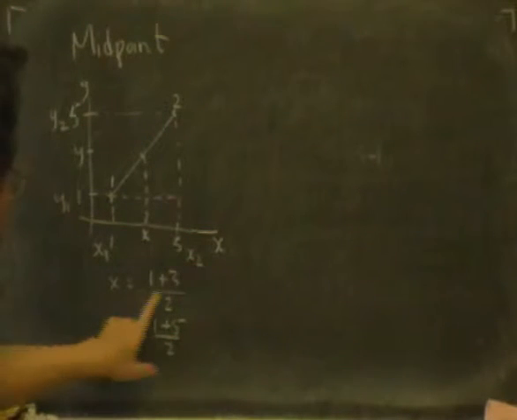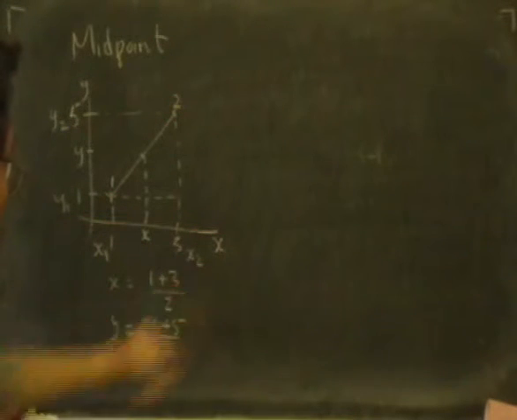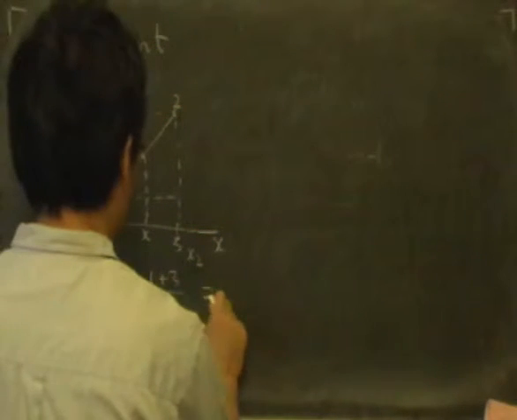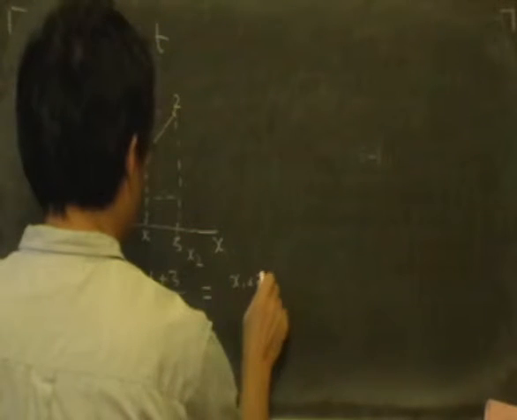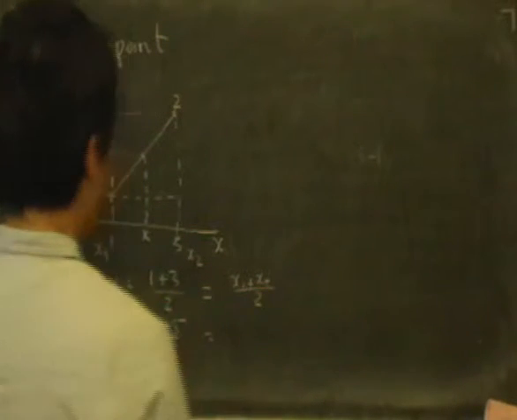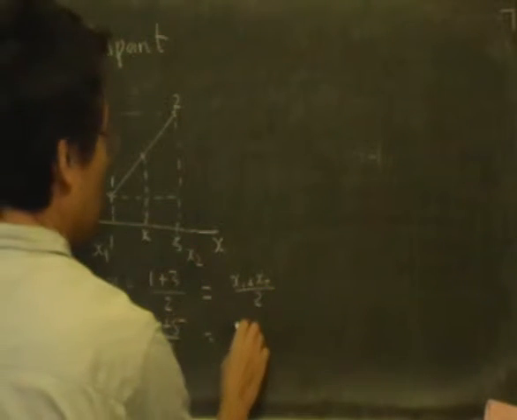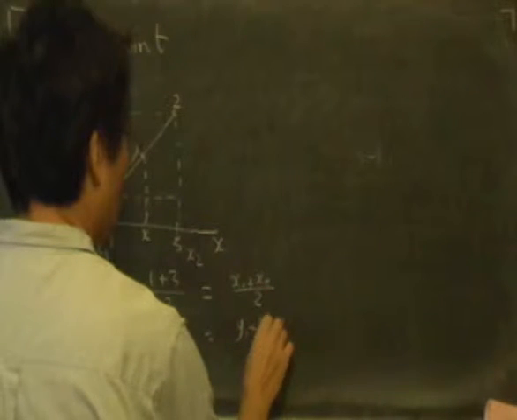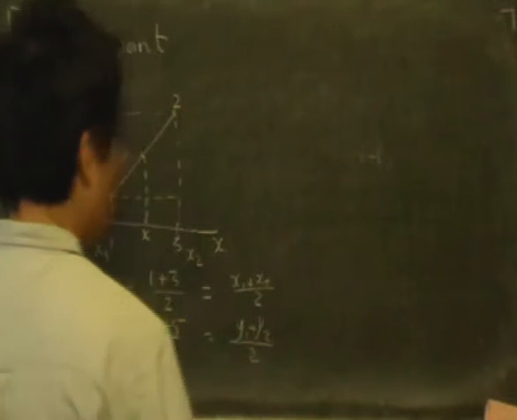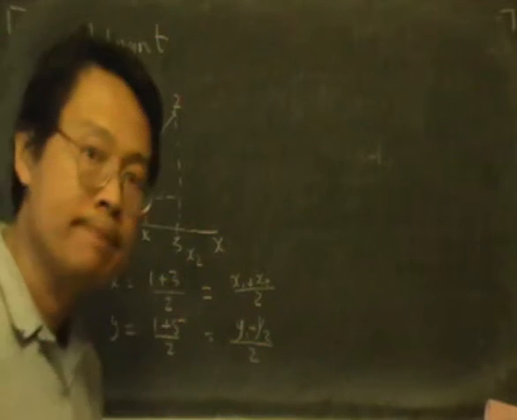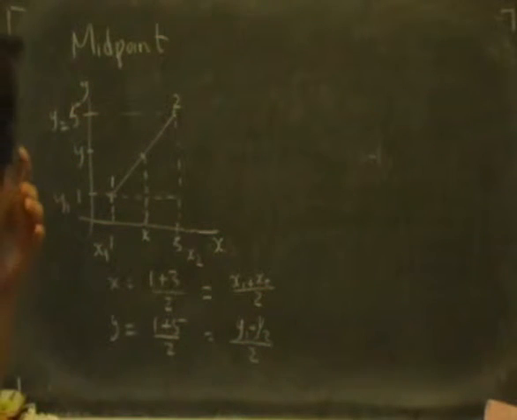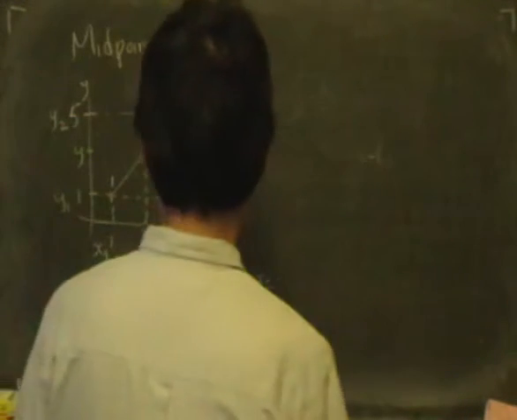And in this calculation, we see that the 1 here is the x1 and the 3 there is the x2. So I can write this as x1 plus x2 over 2. 1 and 5 are the y1 and y2, so y1 plus y2 over 2. So now I have a formula. Alright. Now let me write it in a form that looks more like the xy coordinates.